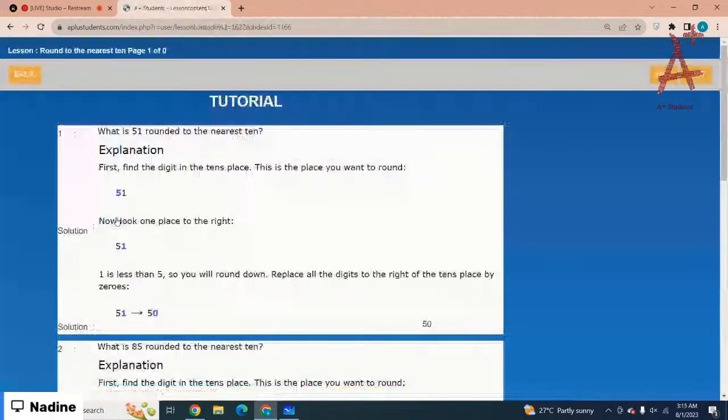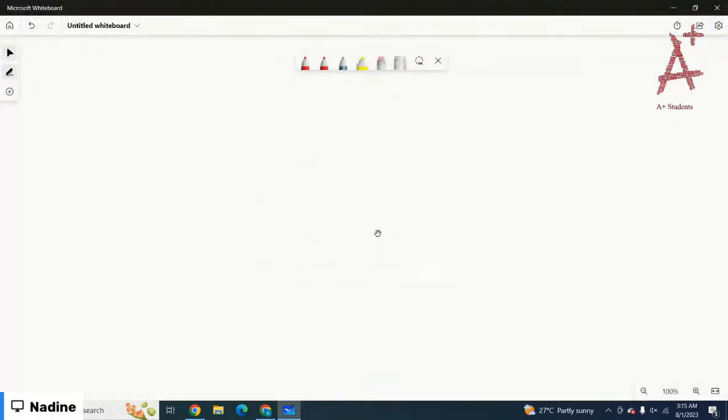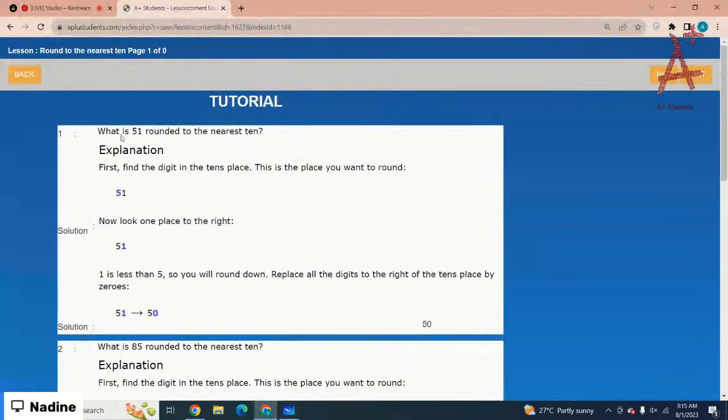Let's start with the first question. What is 51 rounded to the nearest 10? Now you are going to round off the numbers. 51. You have to round off. The question is, what is 51 rounded off to the nearest 10?